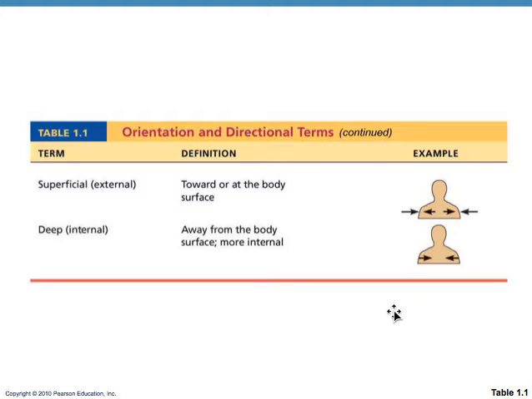We also have two new terms that we didn't learn in that video crash course: superficial and deep. Superficial meaning on the surface or closer to the surface of the body, whereas deep or internal means away from that body surface or more internal. So we would say my heart is deeper than my skin. My skin is superficial to my fat or my muscle, right? My skin is more towards the surface of the body than my fat or muscle is.